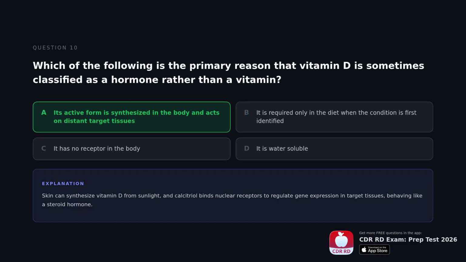The correct answer is, its active form is synthesized in the body and acts on distant target tissues. Skin can synthesize vitamin D from sunlight, and calcitriol binds nuclear receptors to regulate gene expression in target tissues, behaving like a steroid hormone.